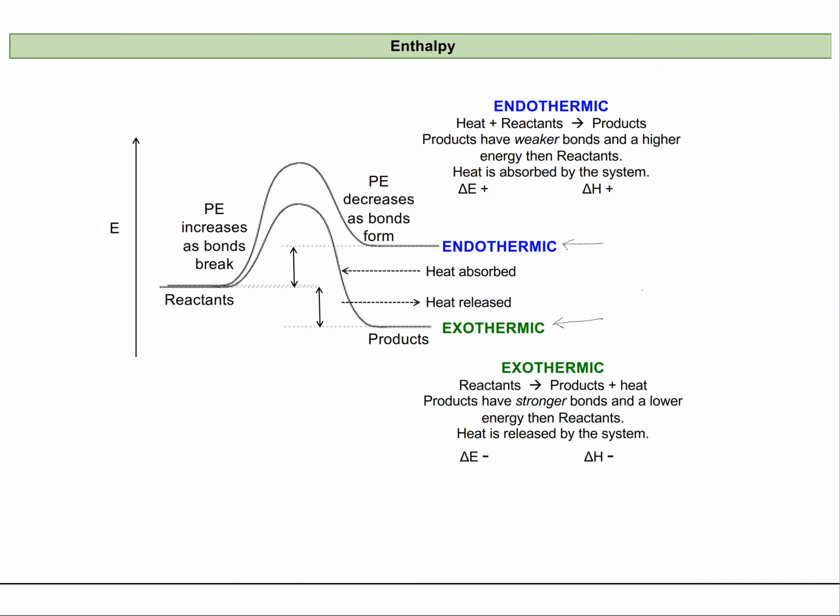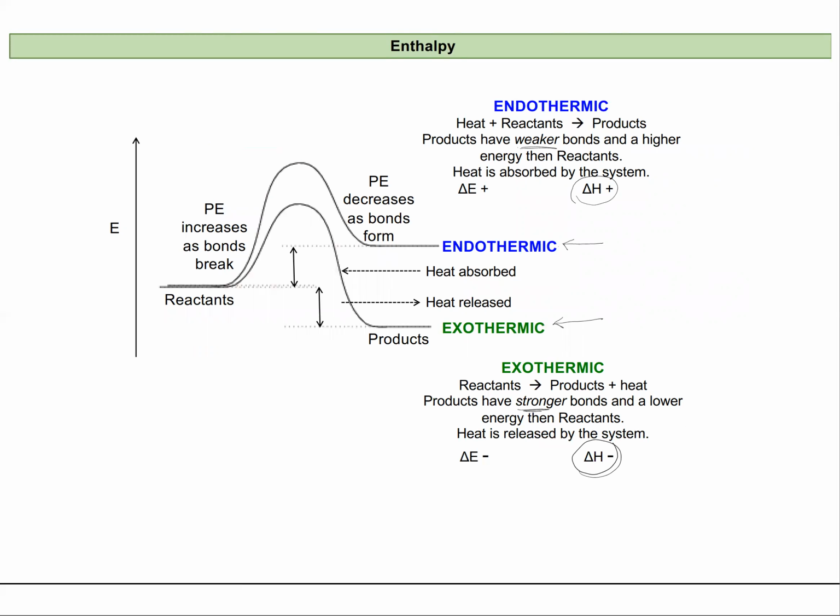So remember, our exothermic reactions are going to have negative enthalpies, and they're going to feel like they're getting hotter, and they're going to have stronger bonds in their products. Our endothermic reactions are going to have positive enthalpies. They have weaker bonds in their products, and they have to absorb heat for the reaction to take place.